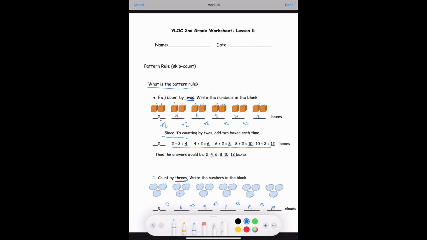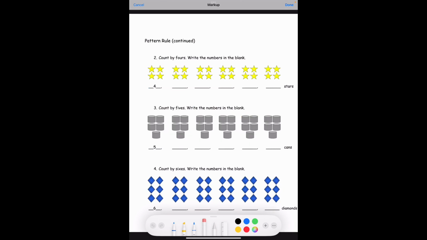On to the next page. Alright, this is the same thing, but continued, just with different numbers. Let's try number 4. Count by, now it is 6s. Last time we did 2s and 3s, and now we're going to count by 6s.